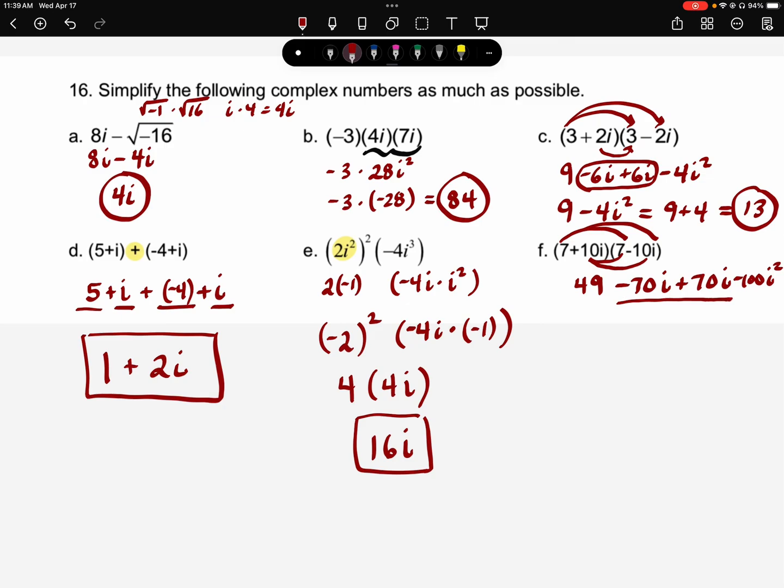So our negative 70i and positive 70i should cancel. We have 49 minus 100i squared. Well, this is going to turn that 100 into a positive, so we have 49 plus 100, which gives us a positive 149 as our answer.